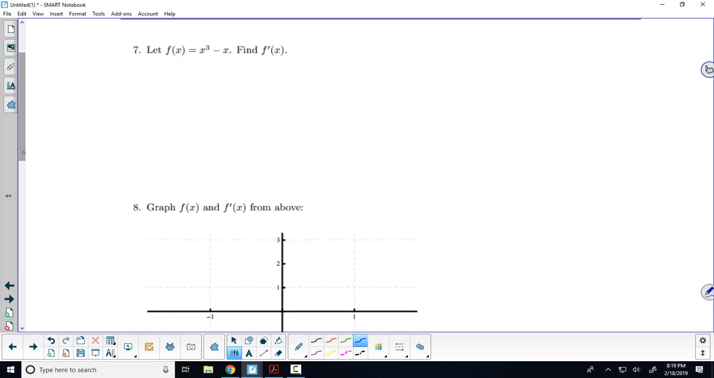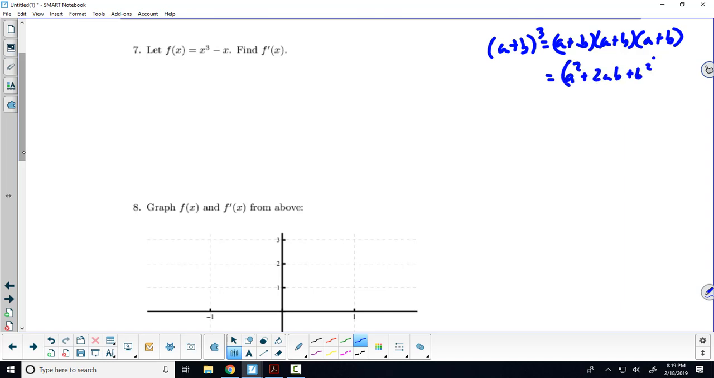When you go to cube something, how do you do it? If I want to cube a plus b, what do I do? I write a plus b times a plus b times a plus b. Then I FOIL two of them. That gives me a squared plus 2ab plus b squared. Then I multiply that again by a plus b. When you do so, you get a cubed plus 3a squared b plus 3ab squared plus b cubed.